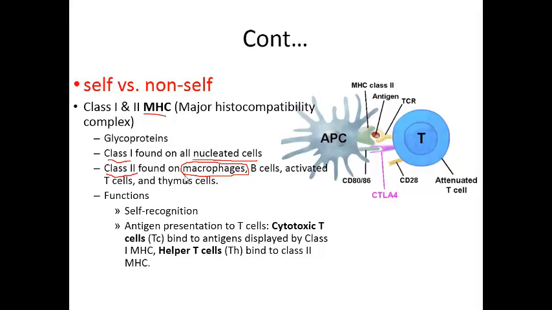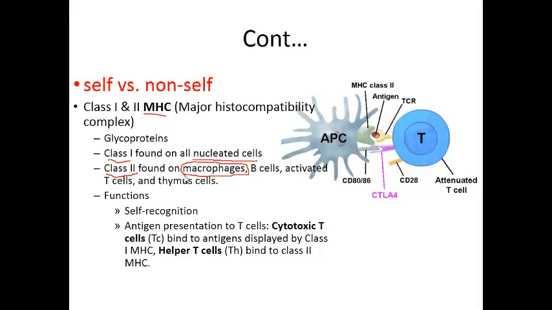The MHCs are going to perform two functions within the body. One is self-recognition. Like I said, they're going to be a billboard that allows our immune system to detect what cells belong inside of us and what doesn't. The second function is called antigen presentation, which takes place in order to present the antigen to a member of the T lymphocytes.